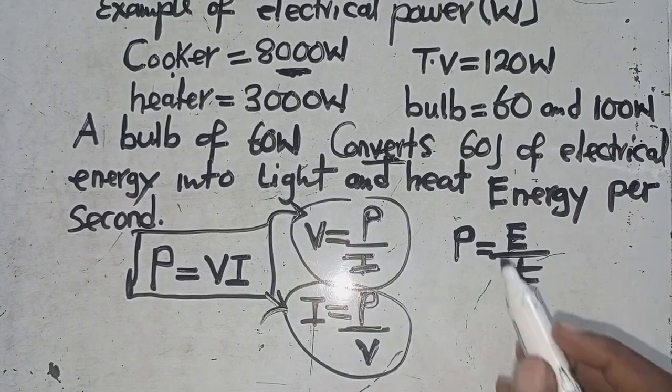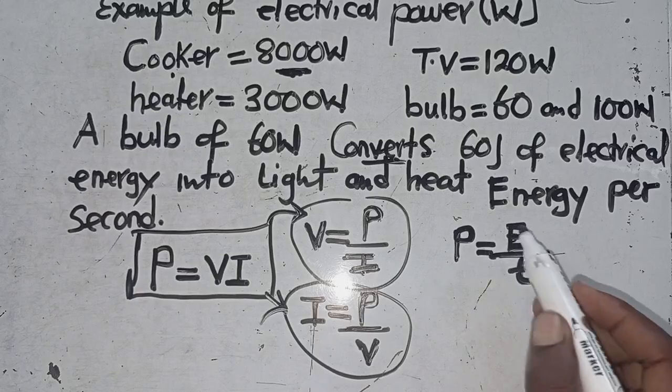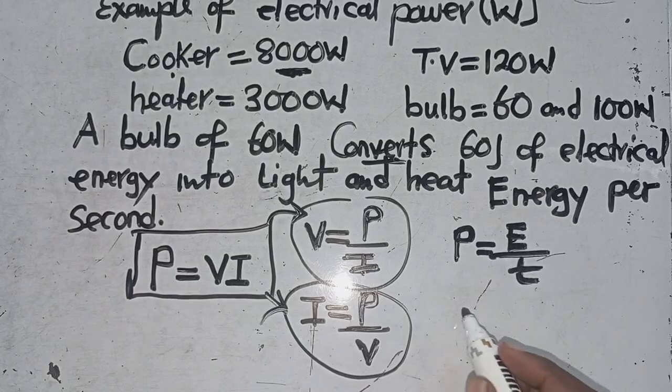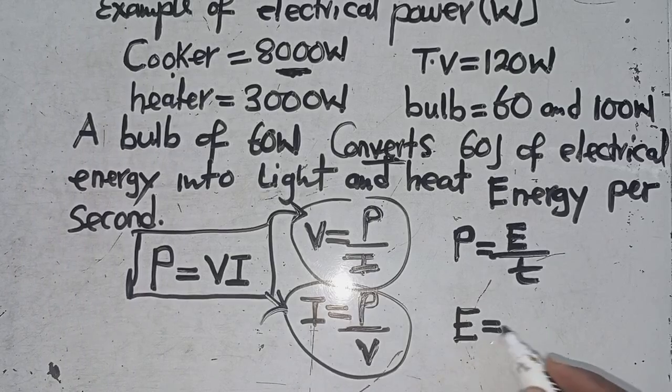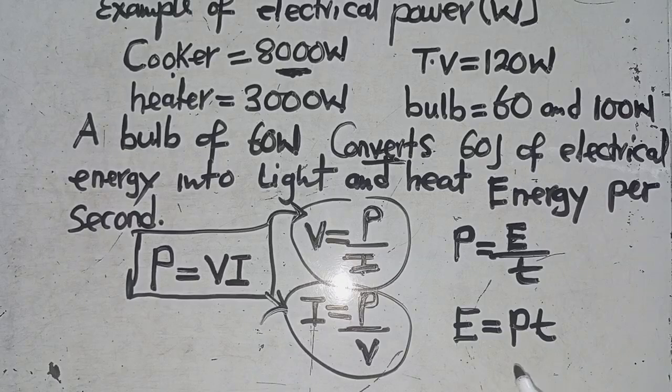So what are we saying? If we make electric energy the subject of the formula, we are going to say energy is equal to power times time. Isn't it? Energy is equal to power times what? Times time. These formulas that I'm giving you, you need to know them. You need to understand them clearly. If I give you a question here, you'll discover these are the same ones you'll be using.